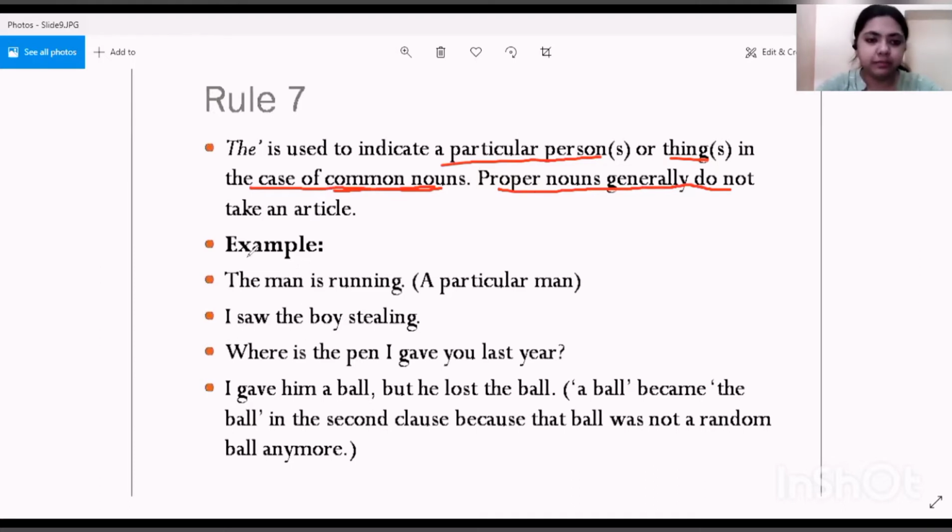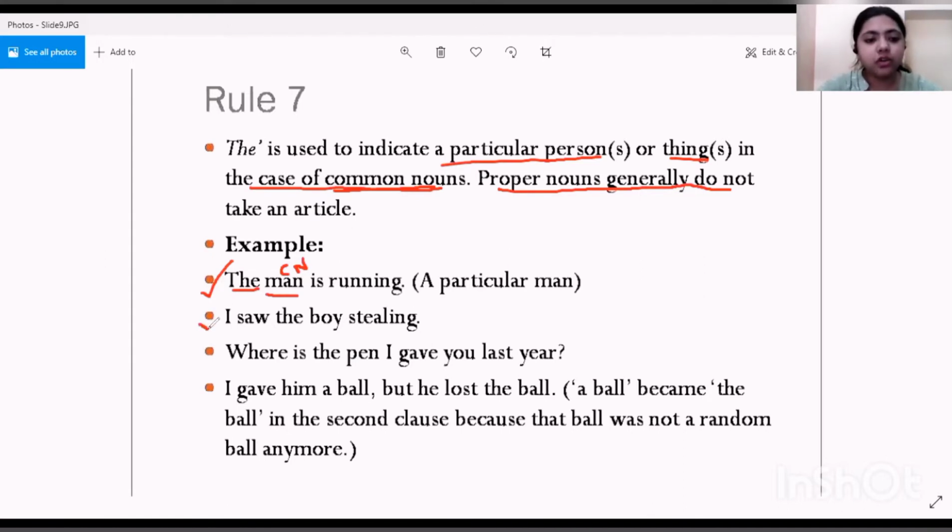Now let us look at the examples to get a little bit more clarification on this point. Now, the man is running. Okay, man is a common noun, but we are talking about a particular man. Maybe this man has been talked about before. So when somebody has been talked about or referred to before, if we refer to the same person again, then we can use this article the. Then we use this particular definite article because we are referring to a particular person, right?